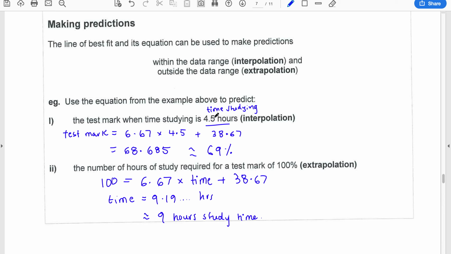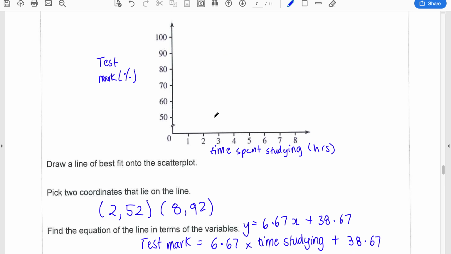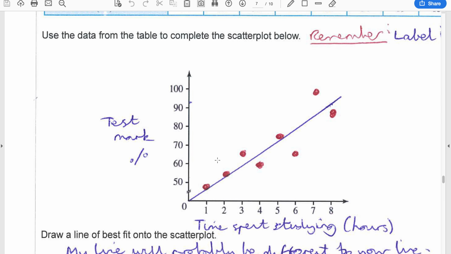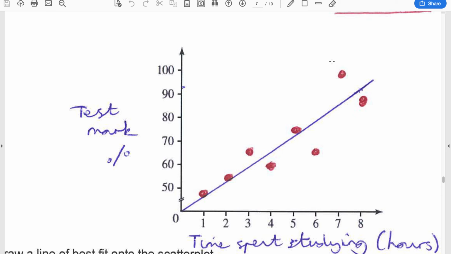This 4.5 hours study time, we go up to our data up here. You notice that the lowest starting time was 1 hour and the highest starting time was 8 hours. If I'm making a prediction using a value for time spent studying that's in between our lowest and our highest result, then I'm doing something called interpolation. So I'm looking at within this range of the data that I've got here.